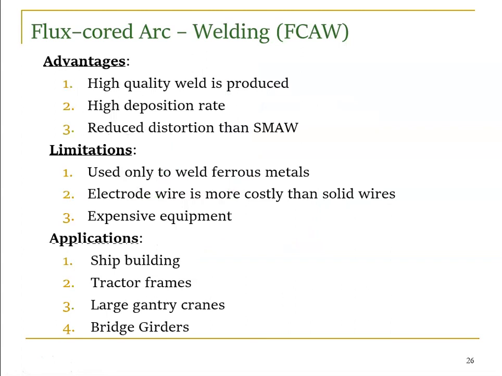So the advantages are: high quality weld is produced, high deposition rate, and reduced distortion than SMAW. SMAW stands for shielded metal arc welding. These are some of the advantages of flux core arc welding. So we have some limitations. One, it is used only to weld ferrous metals. Electrode wire is more costly than solid wires. Expensive equipment, right? So these are some of the limitations. The next one is applications. Generally, shipbuilding, tractor frames, large gantry cranes, bridge girders. These are some of the applications for flux core arc welding.